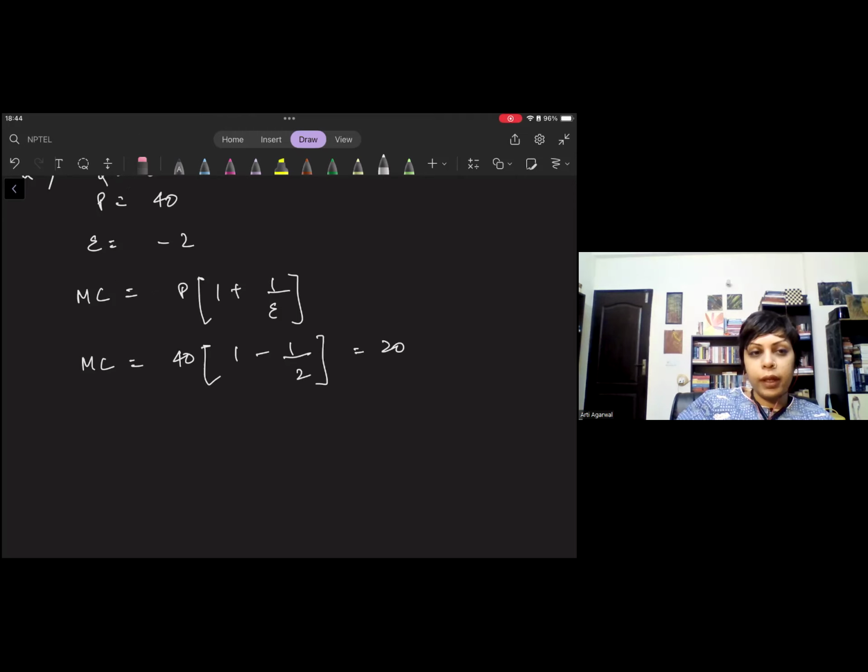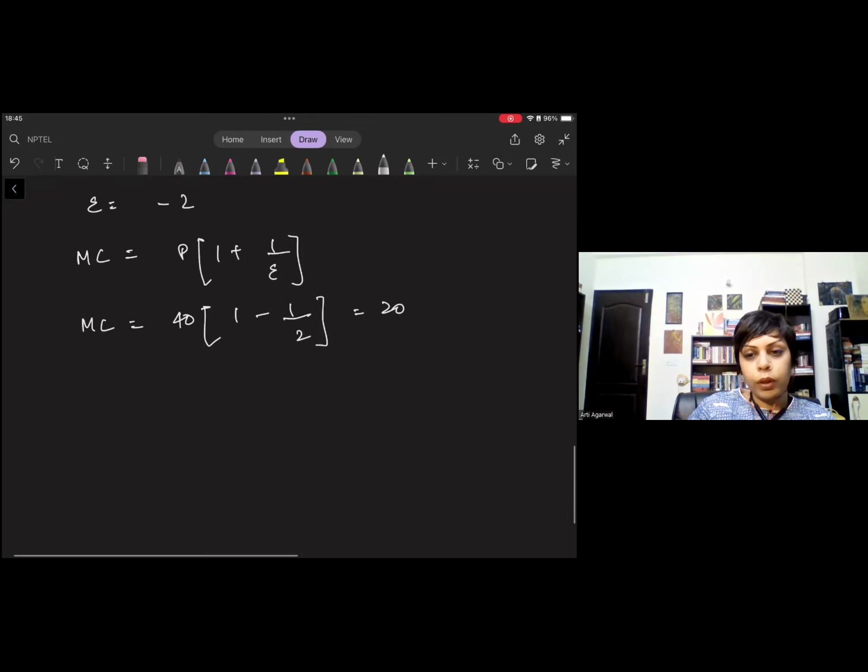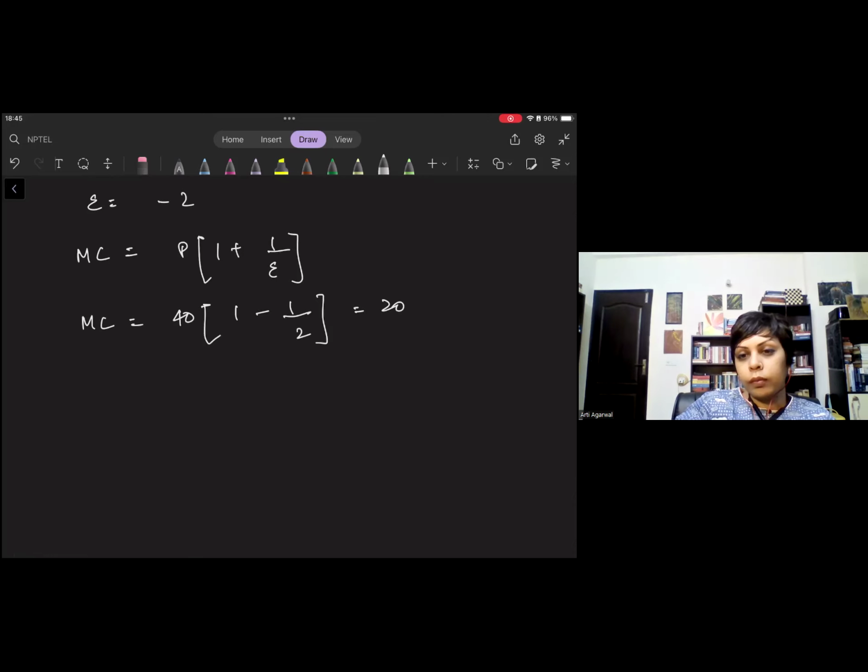Somebody was asking me for the derivation of this formula. I will solve it after the break. I just want to read it once to make sure I'm not doing it wrong.